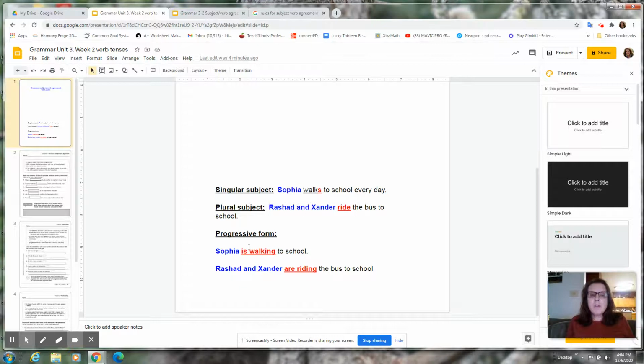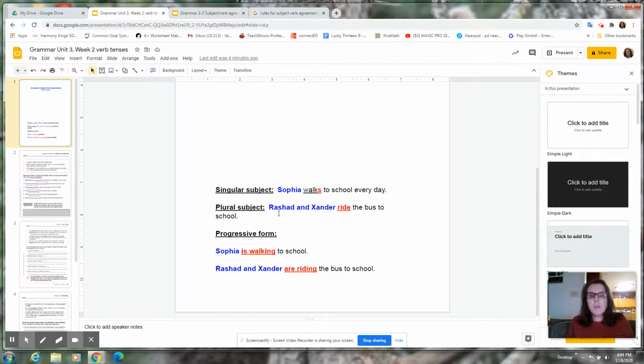So notice the verb is not just walking, but you have to have is in front of it to be correct. So you don't say Sophia walking to school, Sophia is walking to school. So in order for it to be correct, you have to have is. Now here the same sentence in progressive form is Rashad and Xander are riding the bus to school. That means that it's happening now.